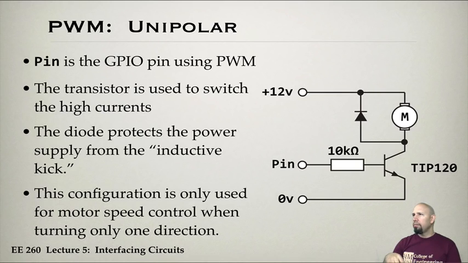Pulse width modulation is great, and we've seen we can, for example, light an LED and change the intensity of a light with an LED. But an LED requires very little current. What if we wanted to control a motor? So the transistor here can be used to switch high currents.